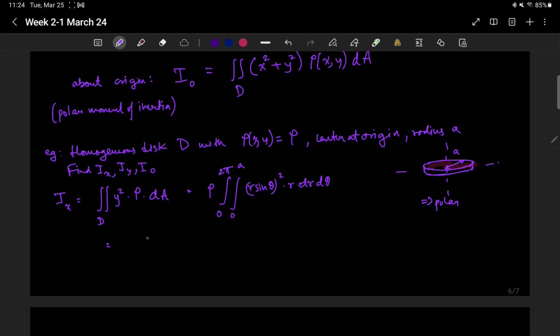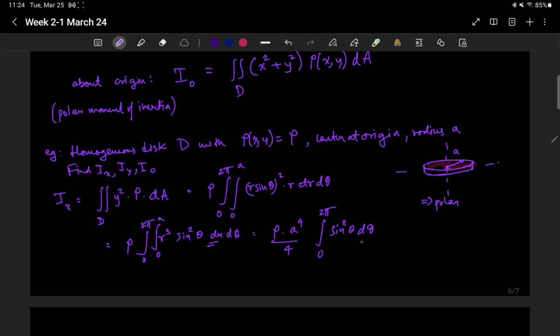So this simply becomes, this is separable, right? So I can write this as rho, or let's do it one at a time. So we get r cubed sine squared theta, going from 0 to a, dr d theta. So first, doing the integration with respect to r is going to give me r to the 4 over 4, which becomes a to the 4 over 4 when I plug it in. And then I will have a 0 to 2 pi sine squared theta d theta.